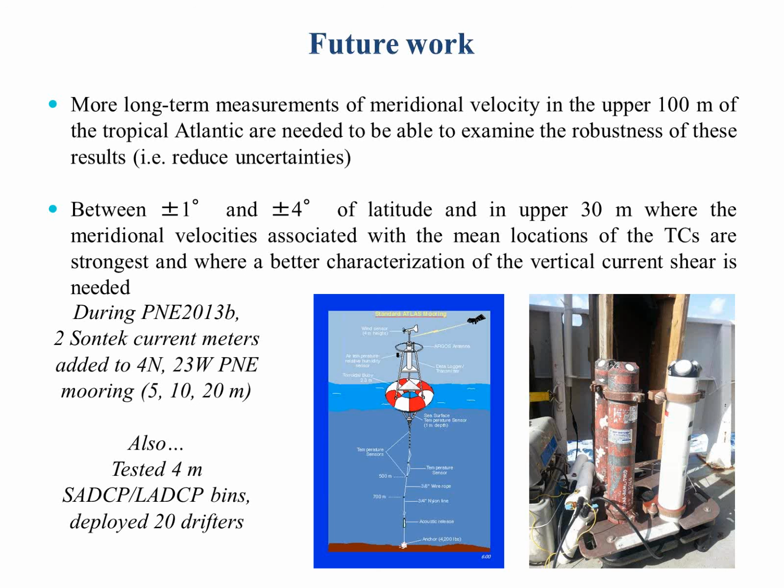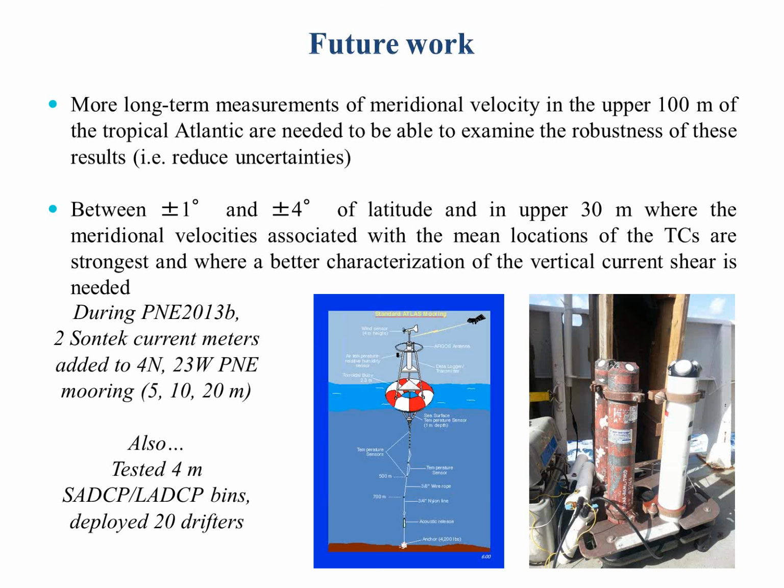Fortunately, we were loaned very graciously by Libby and by Ryan and by Nelson 2 SOMTEC current meters, and we added those to the 4 North, 23 West moorings during the PNE 2013 B cruise. So this is a schematic of what the mooring looks like. Normally, there's a current meter at 10 meters depth, but we deployed those loaned current meters at 5 meters and 20 meters depth. So this will give us estimates of the shear in the upper 30 meters. And here's a picture of what those SOMTECs look like. We also tested different configurations for the shipboard and lowered ADCP. Usually they use an 8-meter bin, and we tested 4-meter bins.